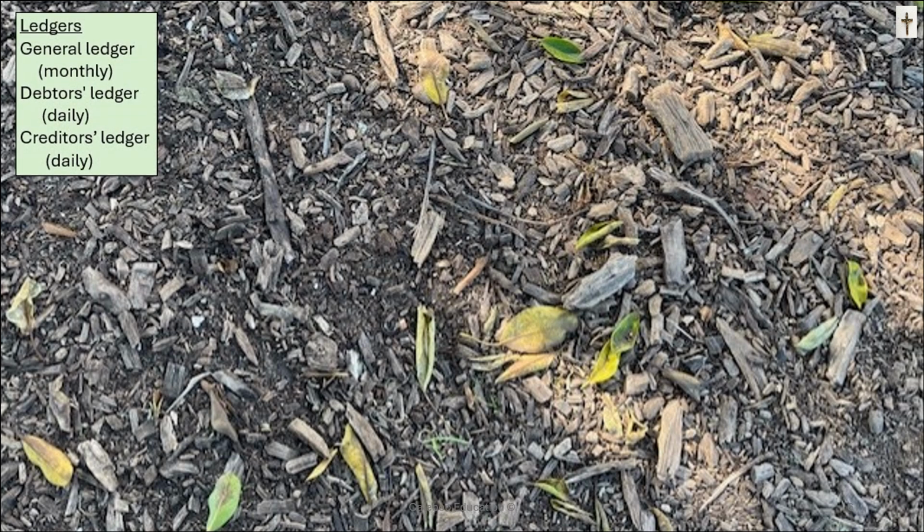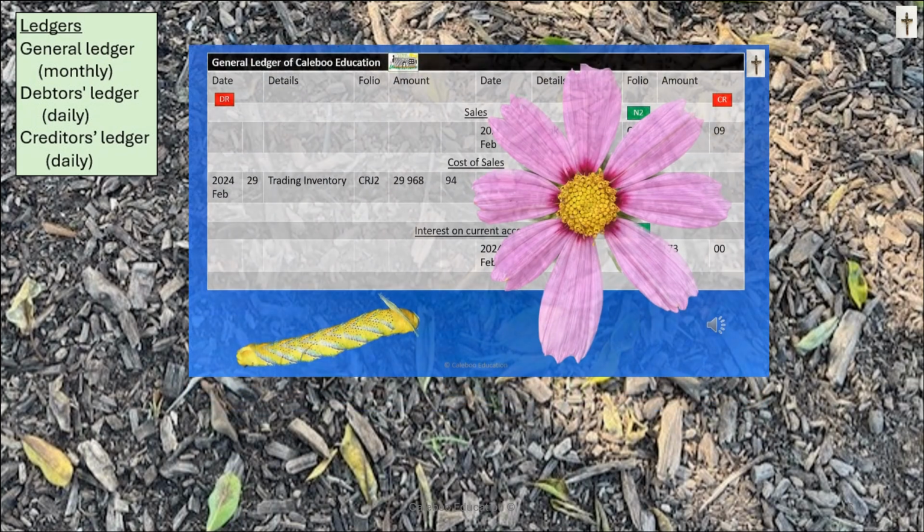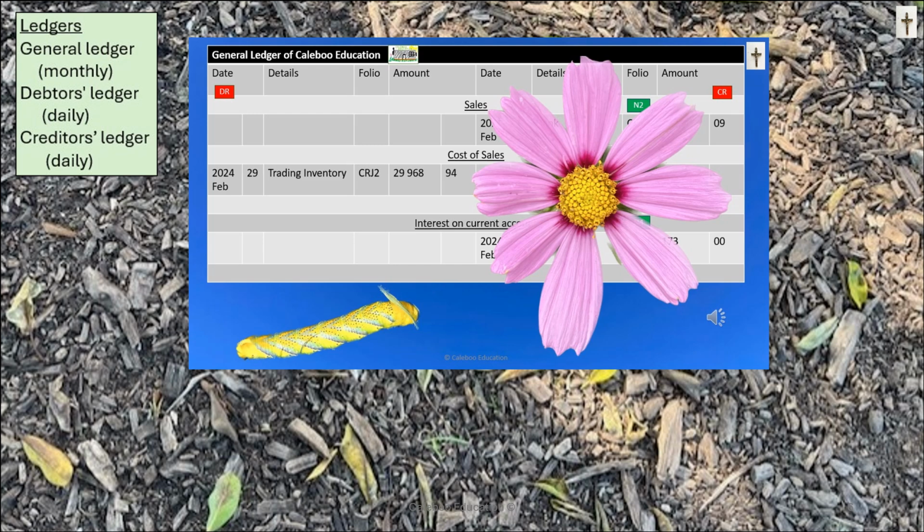As I mentioned, the information is taken from the journals to the general ledger on a monthly basis, and to the debtors and creditors ledger on a daily basis. There's just a pretty example of a general ledger. These pictures were taken by myself.